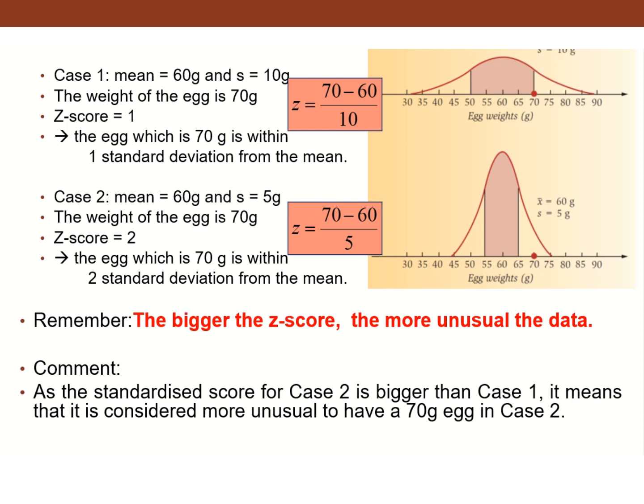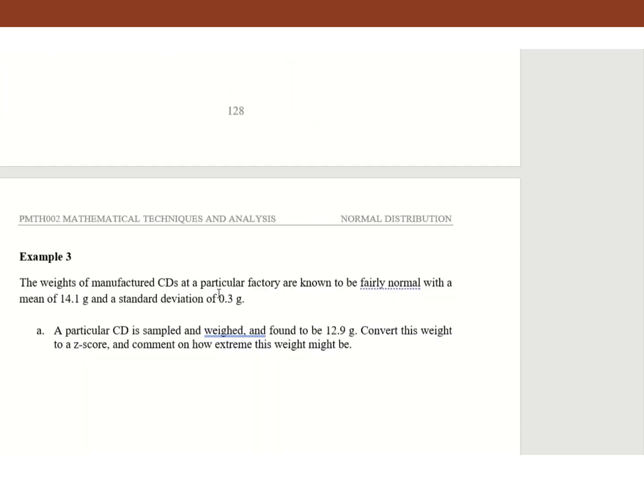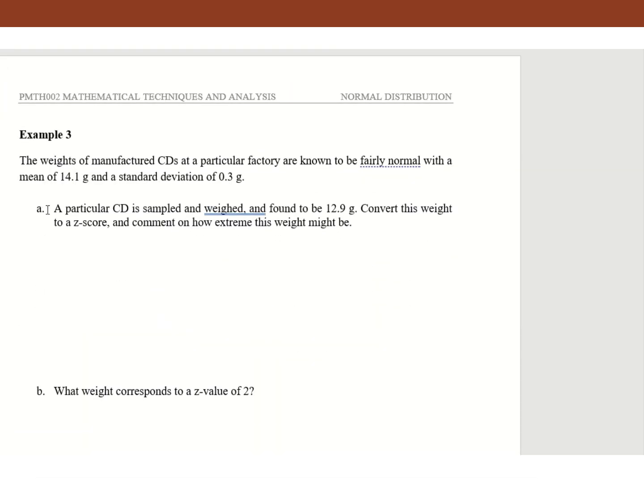All right. So let's look at example 3, which is here. The weights of a manufactured CD are known to be fairly normal. See, I already told you they'll actually mention it. So you pretty much know you have to use the normal distribution, with a mean of 14.1 and a standard deviation of 0.3 grams. A particular CD is sampled and weighed and found to be 12.9 grams.